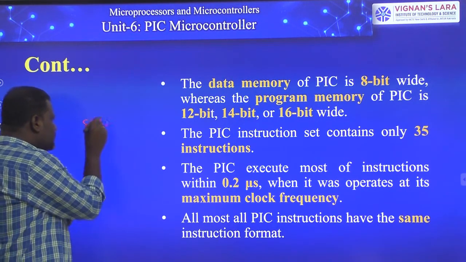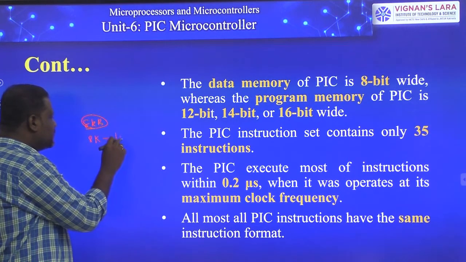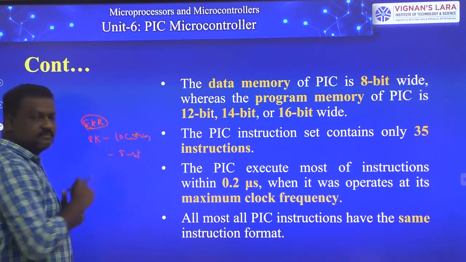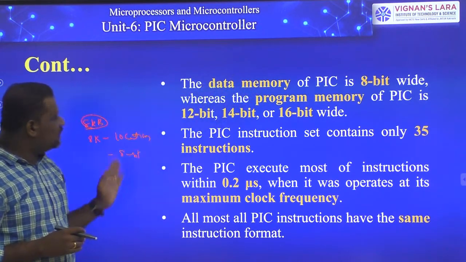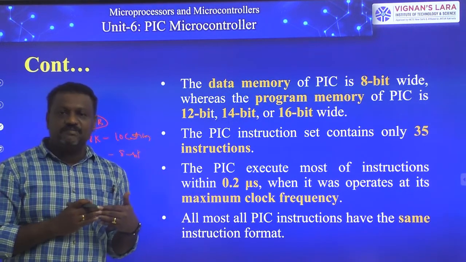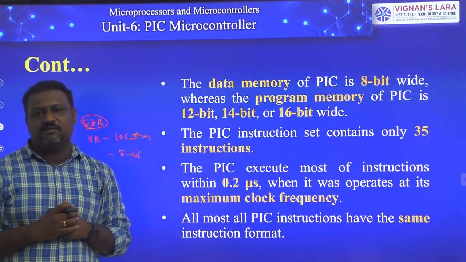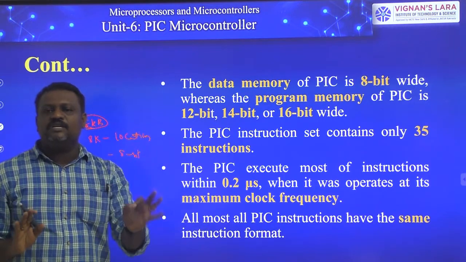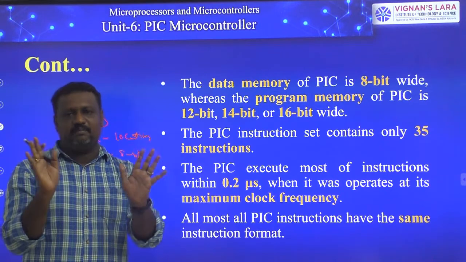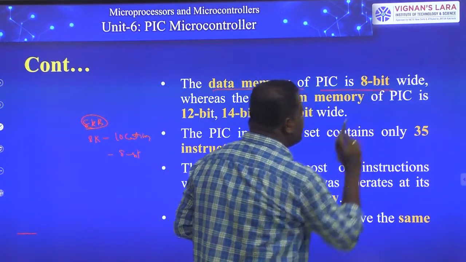So finally, what is the meaning of this 8 KB? I have 8K locations, and each and every location can hold 8 bits. So in your data memory each and every location can hold 8 bits. But the number of locations present in the data memory may vary from one PIC controller to another. But one thing is very clear: each and every location of the data memory can hold only 8 bits. That is fixed. That is the meaning of the data memory of PIC being 8-bit wide.